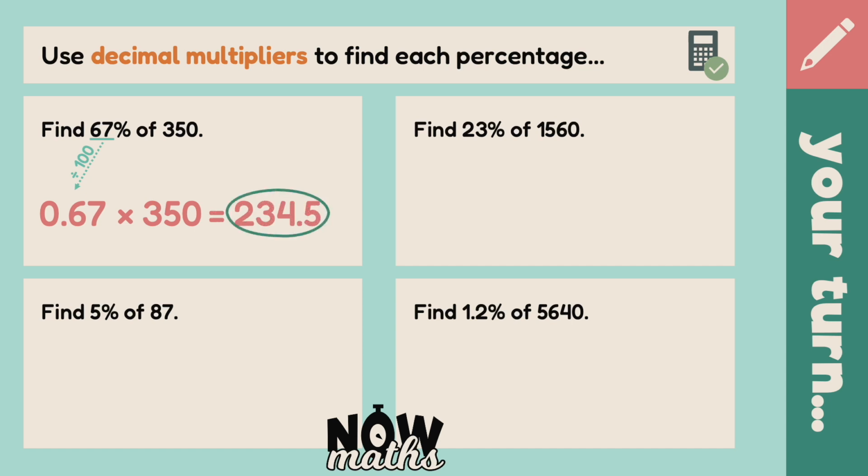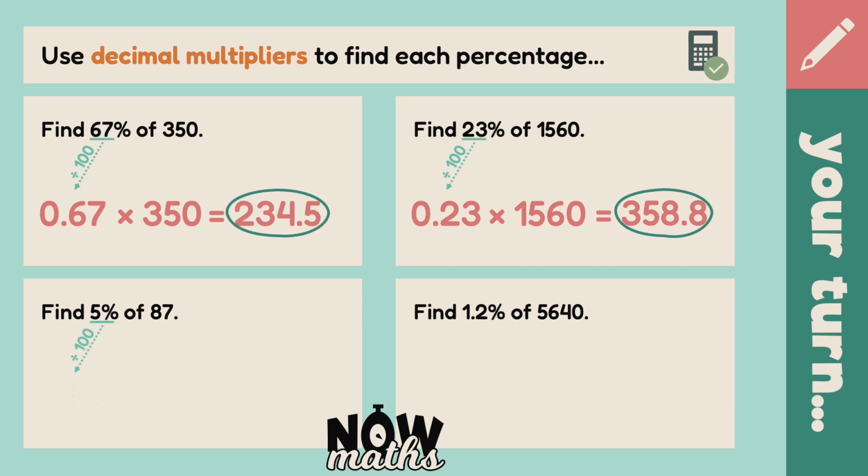For question 2, 23% as a decimal is 0.23. So we multiply 0.23 by 1,560 to give us the answer of 358.8. For question 3, 5% as a decimal is 0.05, so we multiply 0.05 by 87 to give us an answer of 4.35. On this question, a really common mistake is to write 5% as 0.5, which would be 50% as a decimal rather than 5%.